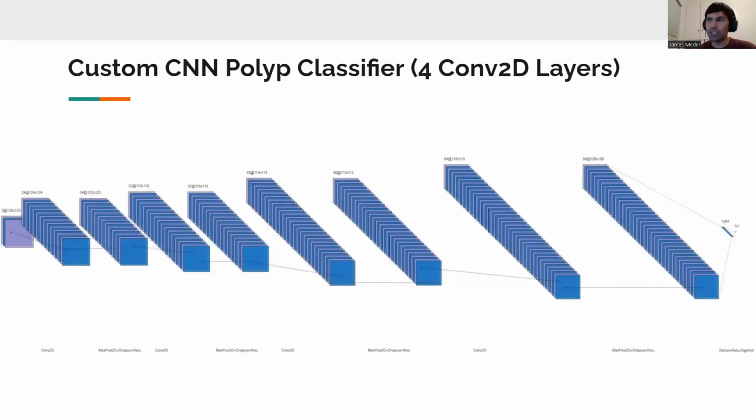So here we see the architecture of our custom CNN polyp classifier. So we have a 128 by 128 RGB image that's passed into our CNN classifier. And we have a convolution layer that extracts features such as lines and edges of the polyp images, and then it downscales the images to 124 by 124. And you'll notice here that there are many more channels, 24.